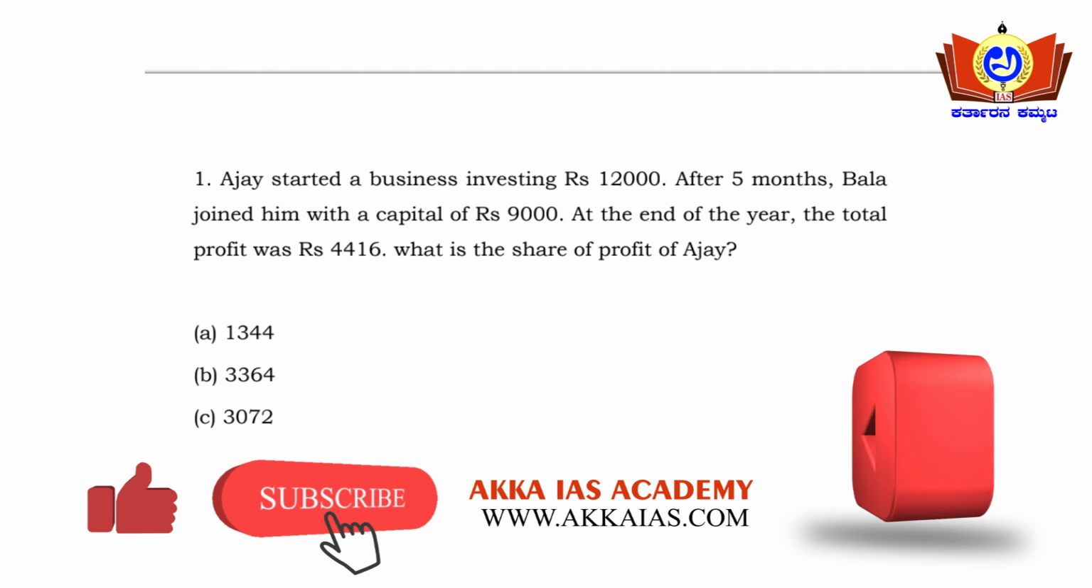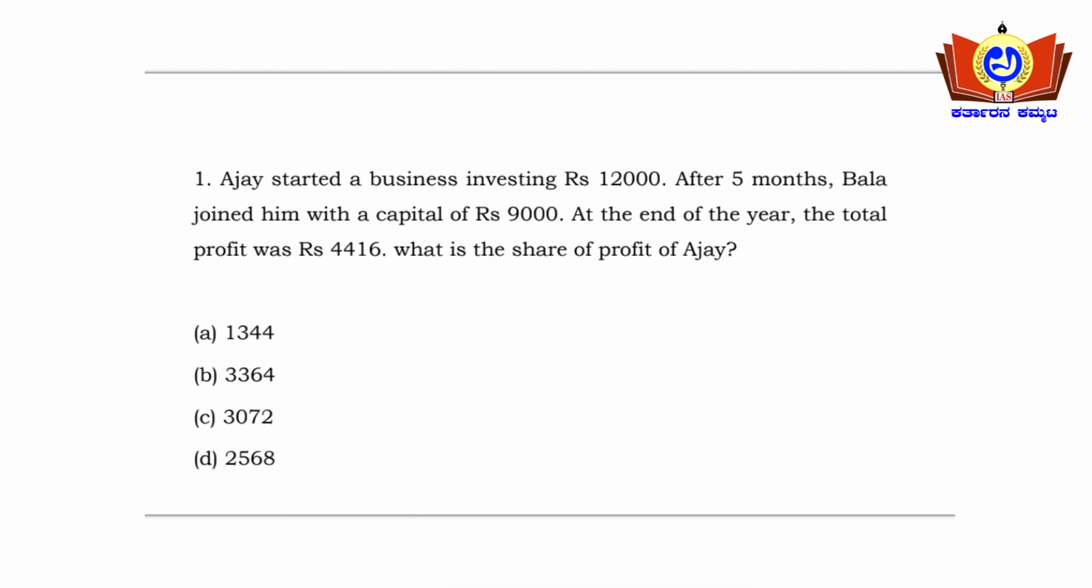Ajay started a business investing rupees 12,000. After 5 months, Bala joined him with a capital of rupees 9,000. At the end of the year, the total profit was 4,416. What is the share of profit of Ajay?